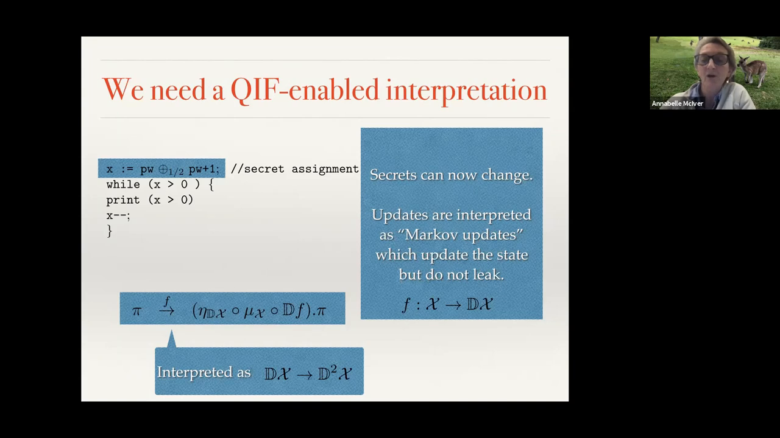So you just take a Markov update, which is often given as something where you give it a state in, and then it gives you a probability distribution over output states. So this is how you would interpret something like that assignment statement. And you do that in the normal way. So you just do the push forward of f, and then you do an average, and the final thing is that you create a point distribution which gives the right type.